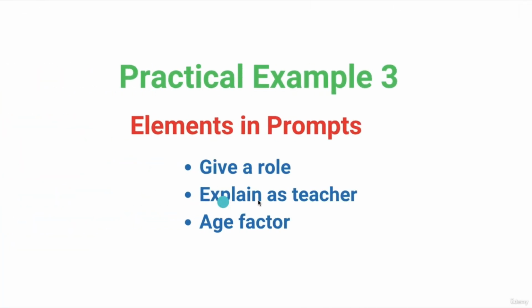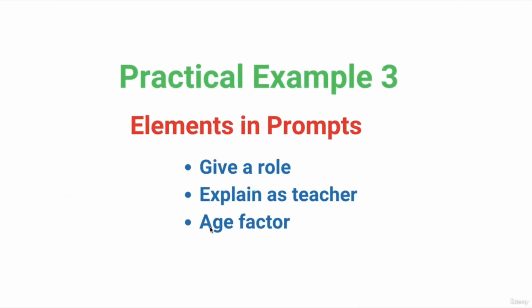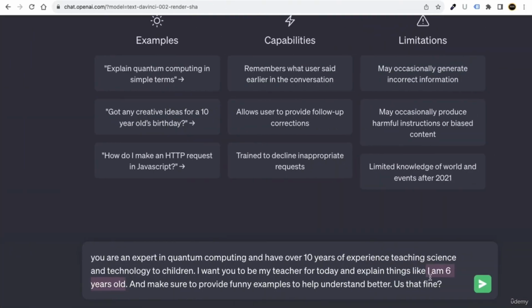So make sure that you tell AI to explain as a teacher. Be my teacher for today, and explain things like I am a 6-year-old kid. So if you include the age factor here, like I have added, I am 6 years old, I'm basically telling AI that you are an expert in quantum computing, and please be my teacher for today because I am 6 years old, and provide me with fun examples to help understand better.